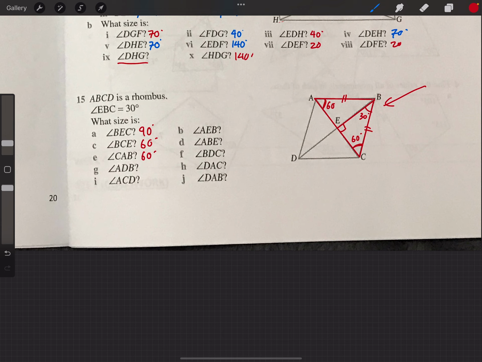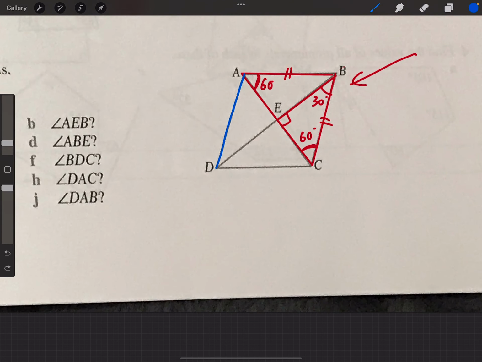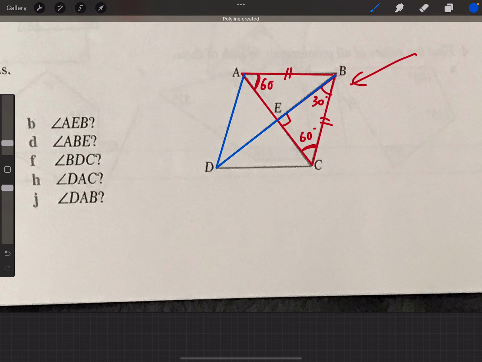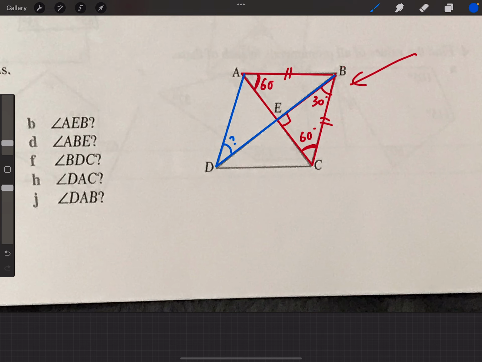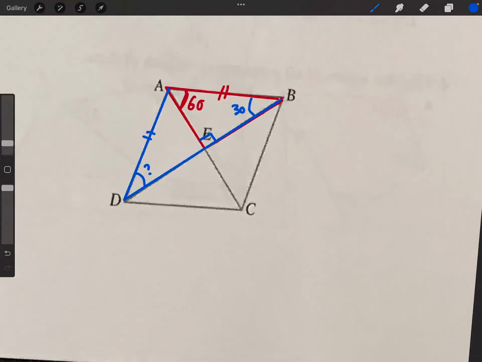ADB. So this angle here, let me put that in blue this time. ADB. Okay, so what's this angle here? Well, this you can also see is 90. This must be 30. And again, we have an isosceles triangle. What if I rub this out? You'll see it straight away. There you go.